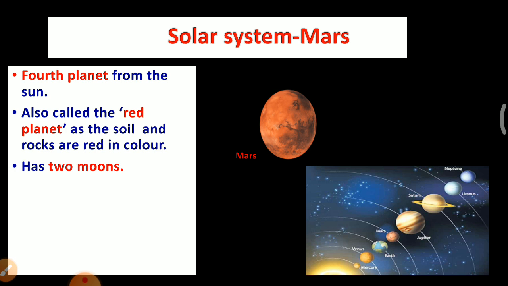It has two moons. Just as the Earth has one moon, Mars has two moons around it. It takes 687 days to complete one revolution. That means it takes 687 days to complete one round of the Sun.